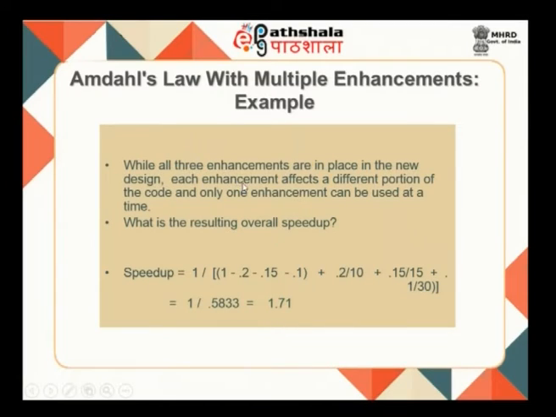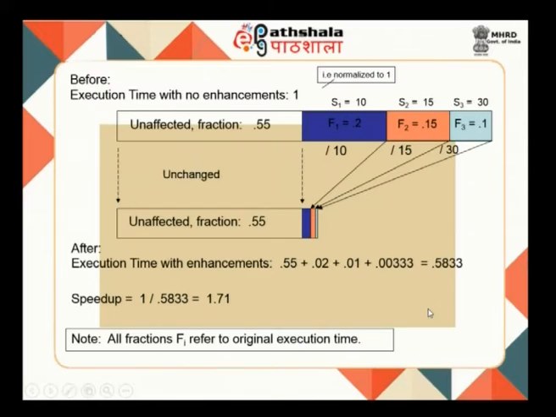Now just plugging in all these values, while all these 3 enhancements are in place in the new design, each enhancement affects a different portion of the code and only one enhancement can be used at a time. Now, what is the resulting overall speed up? If you just plug in those values, you get a value of 1.71. So by bringing in all the 3 enhancements, you are able to get an overall speed up of 1.71 from the original value.